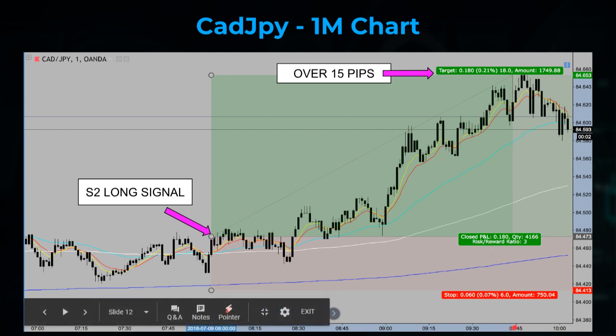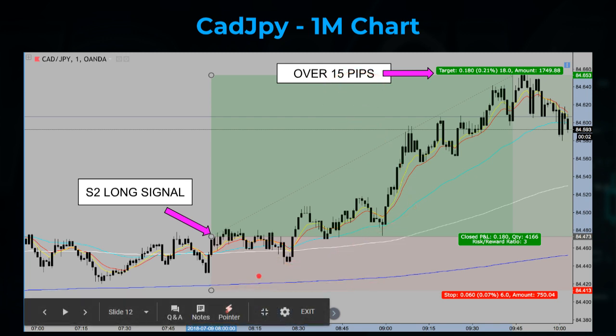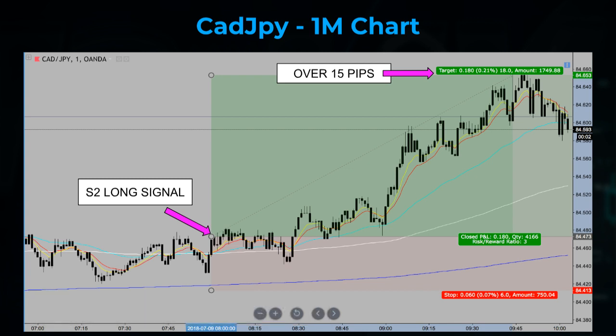And then you can see by 9:45, your entry was here at 8 o'clock, 8:01, 8:02. By 9:45, so within 2 hours, you're talking 18 pips, over 15 pips of profit with a 6-pip stop loss, 3-to-1 risk reward, 2-to-1 risk reward. A really solid, powerful trade here.